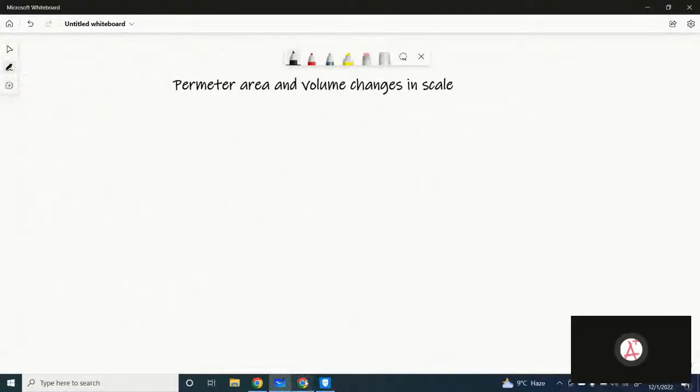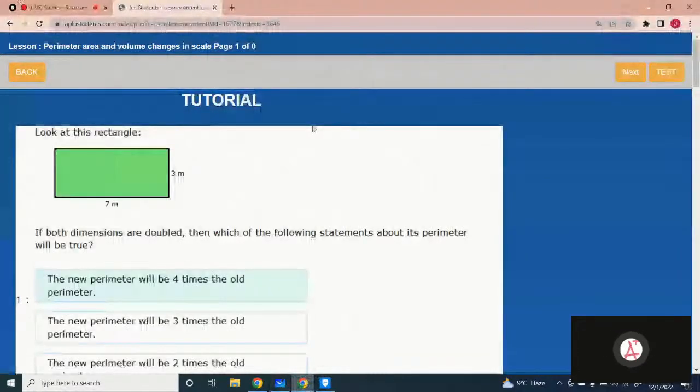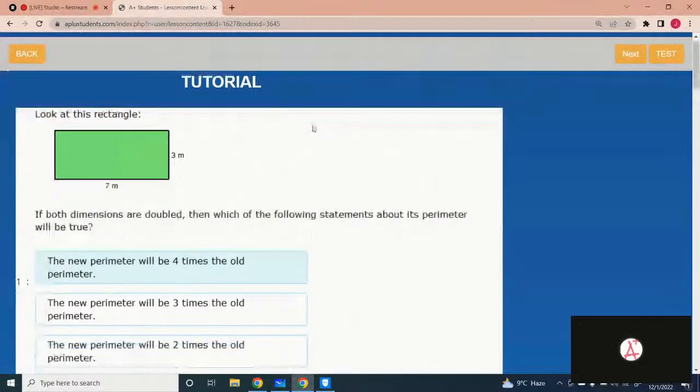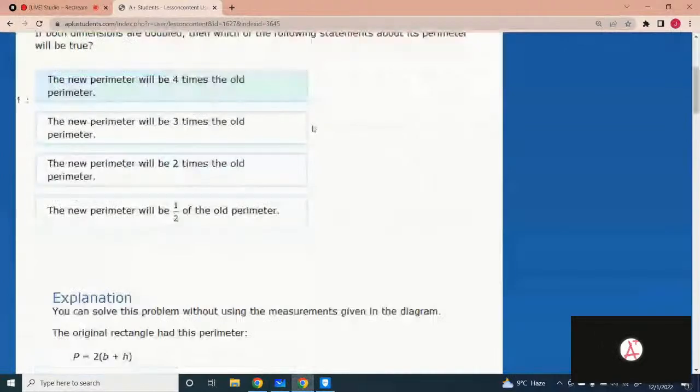Okay, here I'm on grade 9 maths. The chapter name is geometry and the lesson name is perimeter, area and volume changes in scale. Okay, let's start with the example. Look at the triangle. If both the dimensions are doubled, then which of the following statements about its perimeter will be true? The new perimeter will be 4 times the old perimeter. The new perimeter will be 3 times the old perimeter. The new perimeter will be 2 times the old perimeter. The new perimeter will be half of the old perimeter.